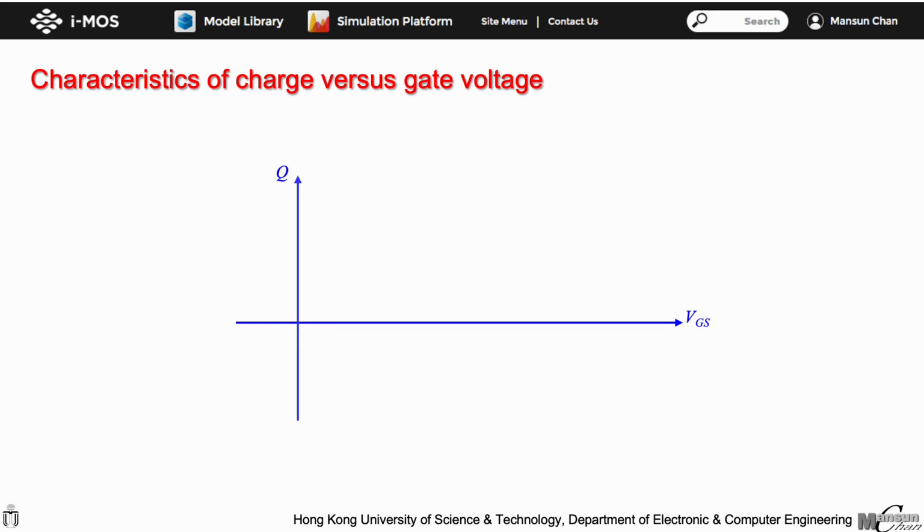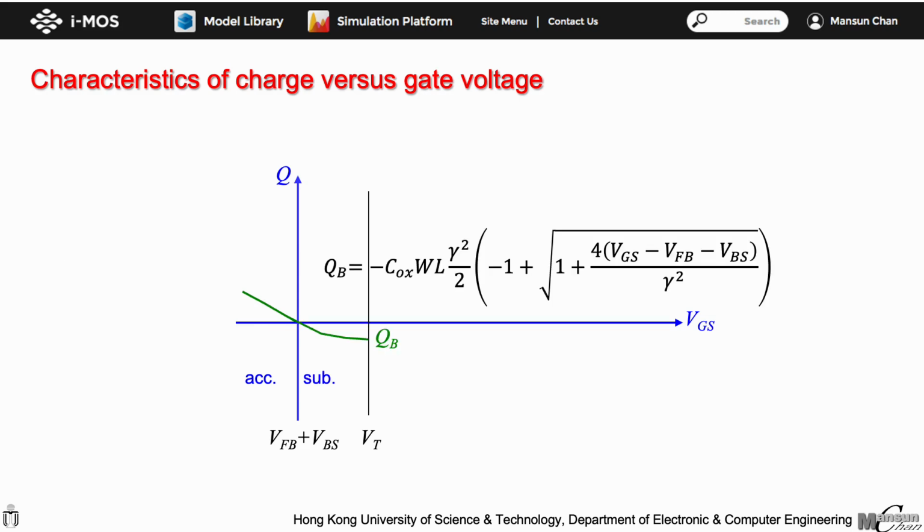It may be more intuitive to understand the properties of the charges if we plot them with respect to different inputs. We first look at how the charges change with the gate voltage. For simplicity, let's assume the body is grounded and Vb equal to 0 volt. In the accumulation region, Qb is composed of the accumulated holes and is given by the expression here. Note that hole charges are positive.